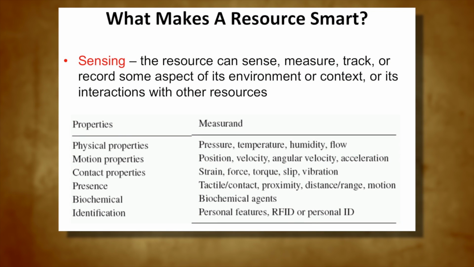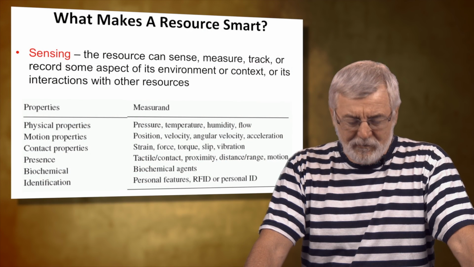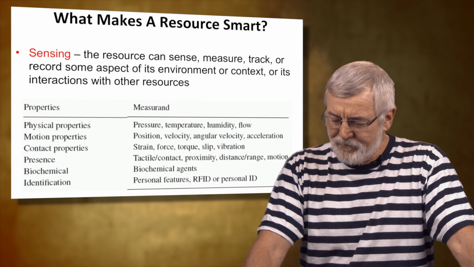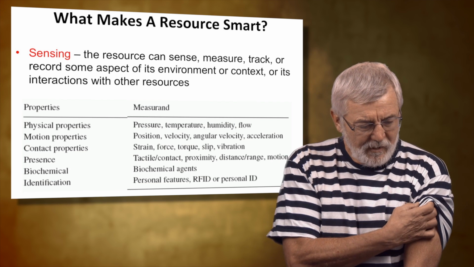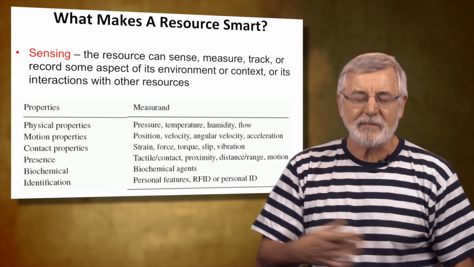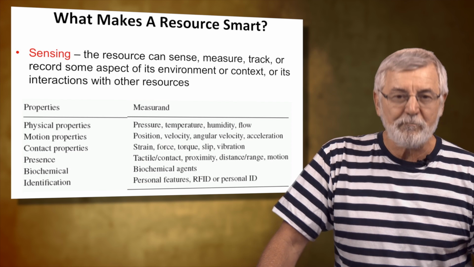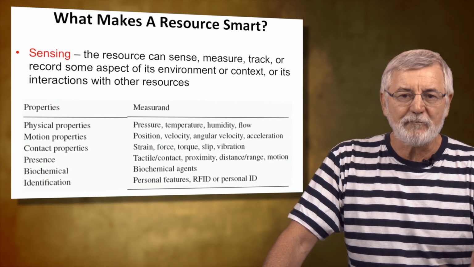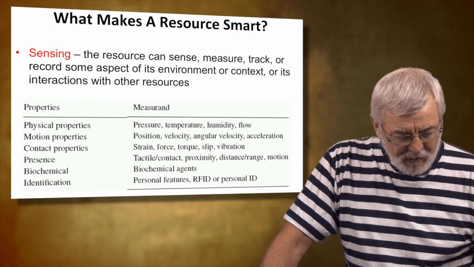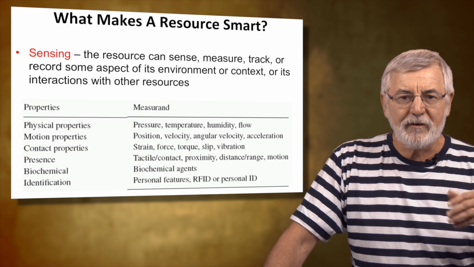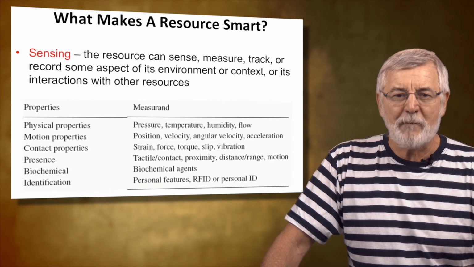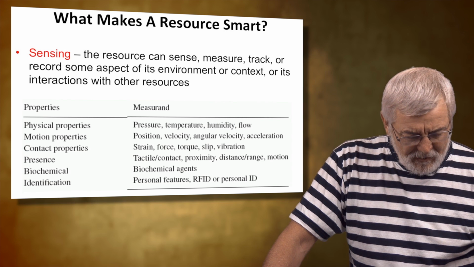The basic thing that makes something smart is that a resource can sense something. The resource can sense, measure, track, or otherwise record some aspect of its environment or context, or how it interacts with other resources. Now, there are a lot of different dimensions of this sensing. We can measure physical properties like temperature. We can measure motion, acceleration, velocity, and so on. We can measure various properties of biochemical or other kind of things.